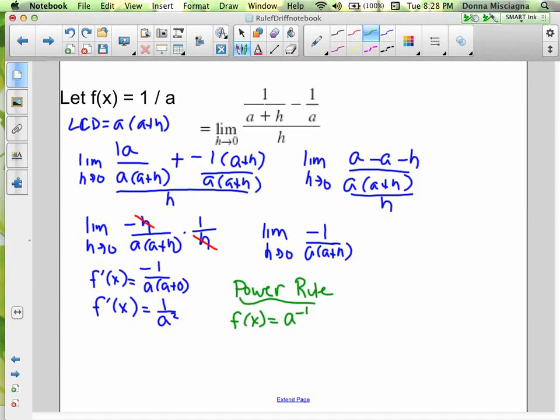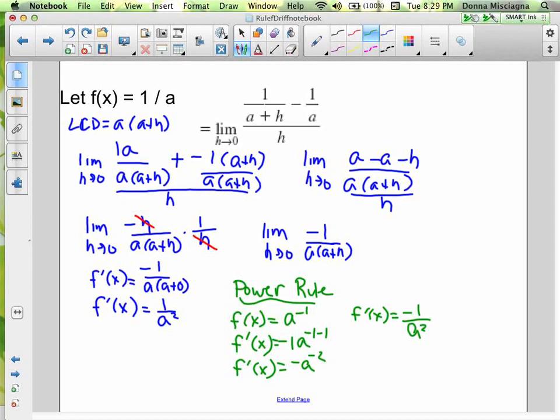If I want to use that power rule, that exponent moves in front, and I reduce the exponent by 1. So I'd have negative 1 minus 1. Well, negative 1 minus 1 is just negative 2. So we have negative a to the negative 2 power. And we could simplify that negative exponent. We'll always simplify the negative exponent to negative 1 divided by a squared.